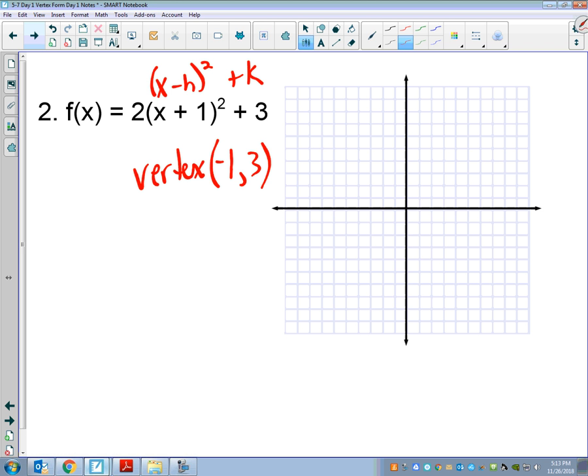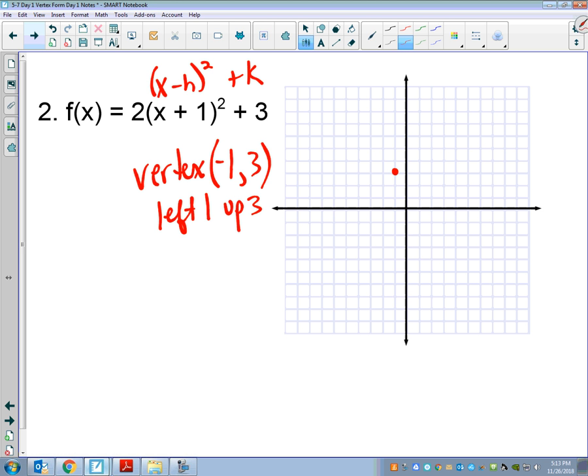So what does that mean? That actually means that it's moved left 1 and up 3, right? We're taking our vertex and moving it over. What does the 2 out front mean? That means it's stretched by a factor of 2, right? So you can make an x-y chart if you want. But what I'm going to do, I'm going to make my vertex at (negative 1, 3), and go 1, 2, 3.